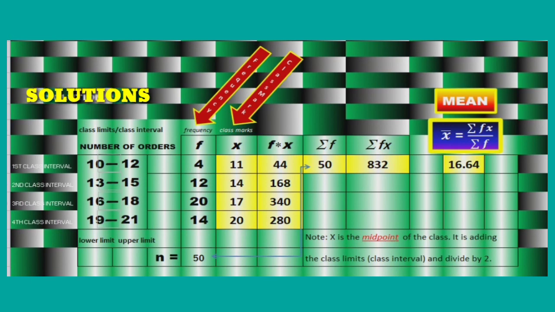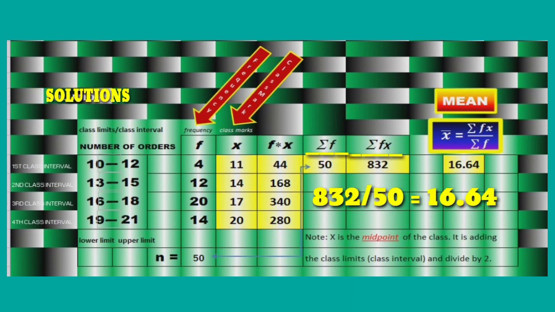So we can now solve our mean because that is all our requirement. So to get the mean, just divide 832 by 50. The result is the mean, which is equivalent to 16.64.